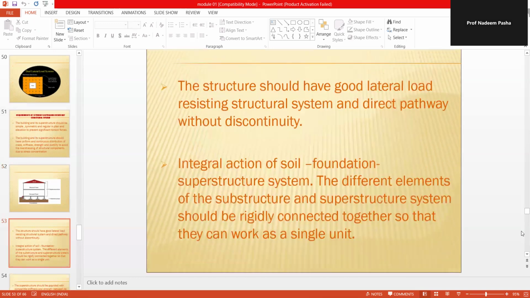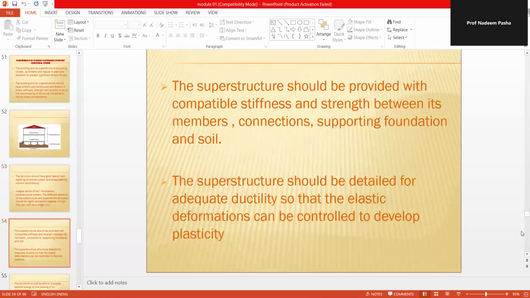Last but not the least, integral action of soil. How the soil should be, that we have seen. And the superstructure should be compatible with respect to stiffness and all. And it should be detailed for adequate ductility. Ductility is also a very important factor.